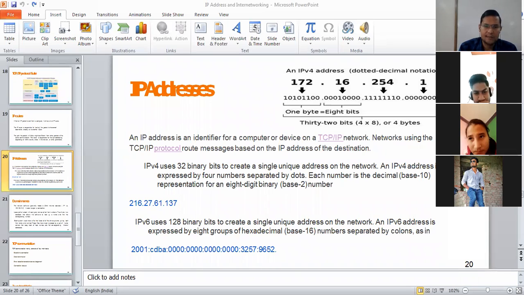IPv6 uses 128 bits. Let us see the difference. IPv4 uses how many bits? 32 binary bits. And IPv6 uses how many bits? 128 bits to create a single unique address on the network. And IPv6 is expressed by 8 groups.